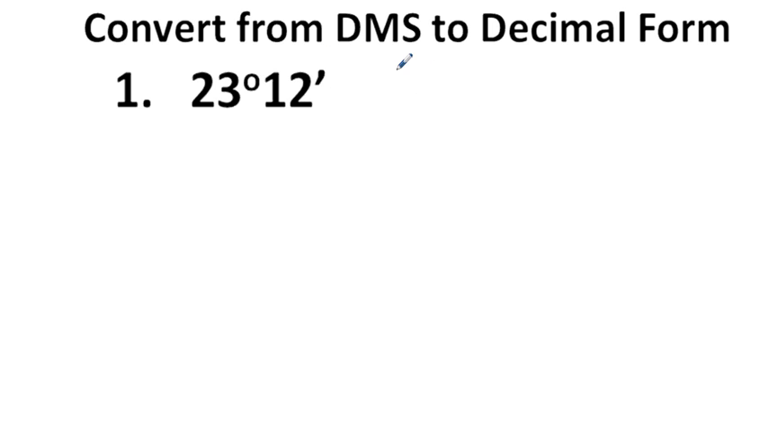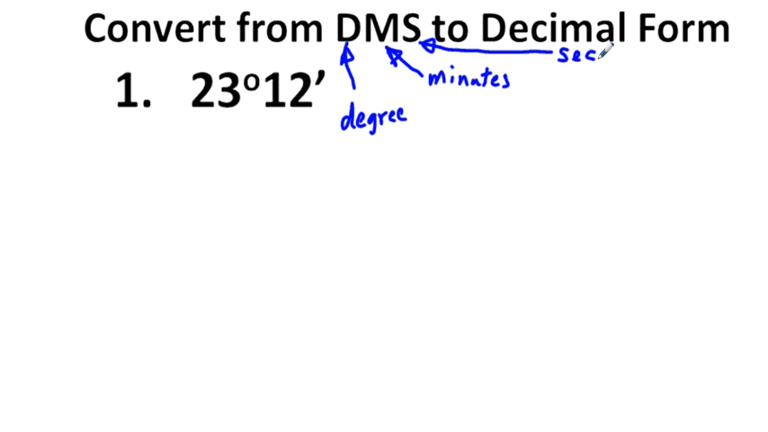Convert from DMS to decimal form. First of all, let's look at what DMS stands for. We've got an angle. D stands for degree, M stands for minutes, and S stands for seconds. And here's where we're represented. We have 23 degrees and we have 12 minutes.